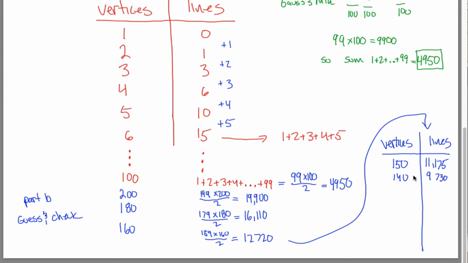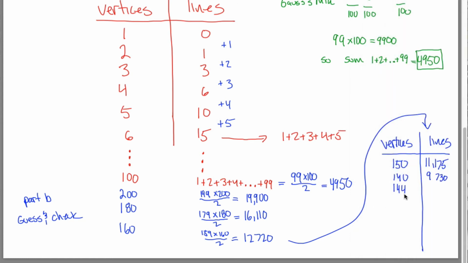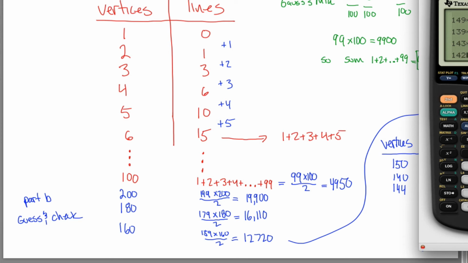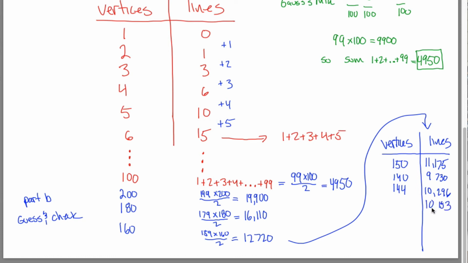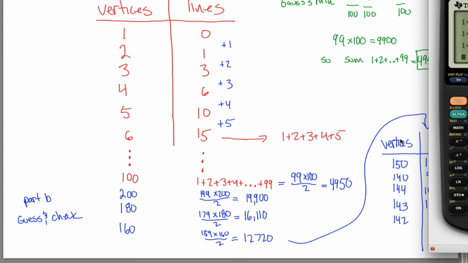Getting close, though. All right, I want to add a little bit more. 144 would be 143 times 144 divided by 2. A little too high. 144 was 10,296. For 143, I do 142 times 143 divided by 2. Getting close, 10,153. That's 143. Hopefully 142 will be the last one I have to do to figure out how many line segments it takes to draw the complete graph on 142 vertices. I'll do 141 times 142 divided by 2. And I get, oh, very close, 10,011.